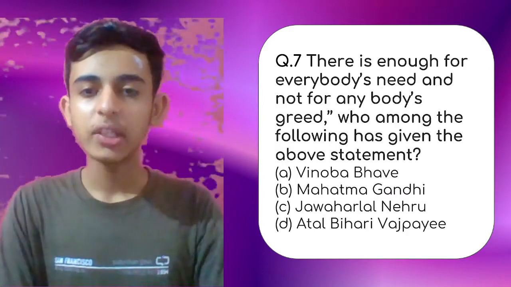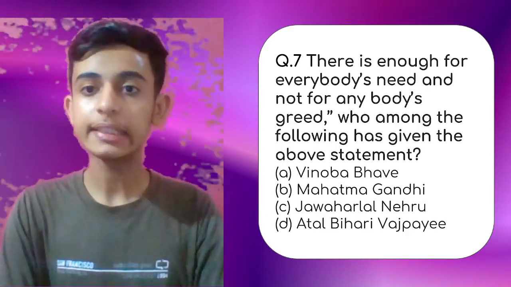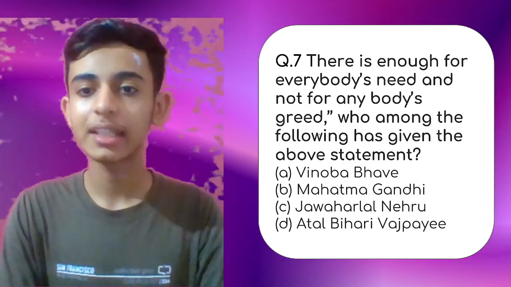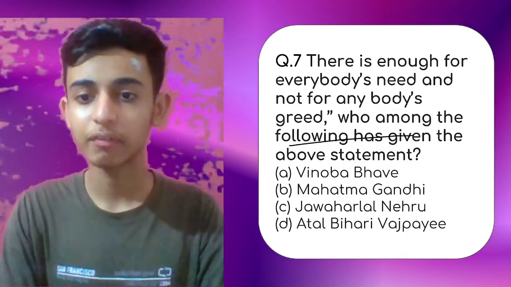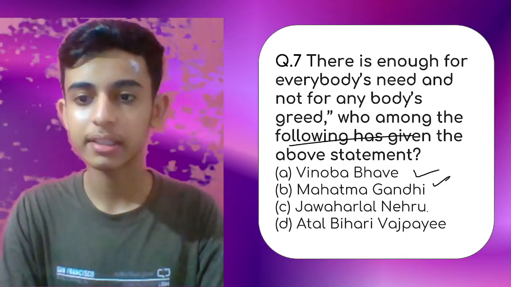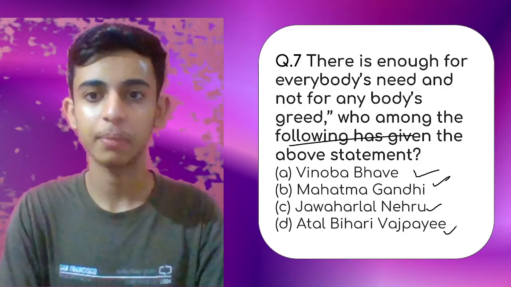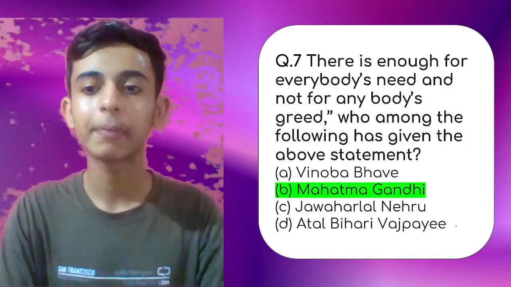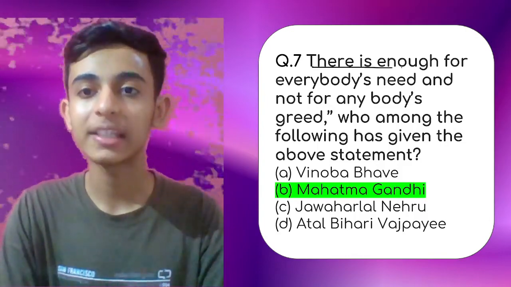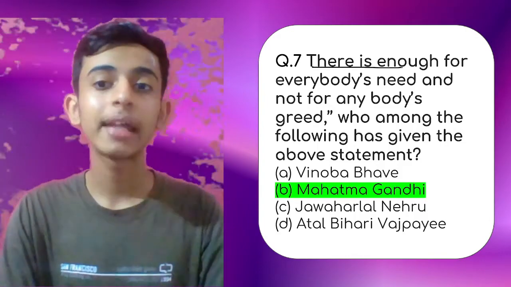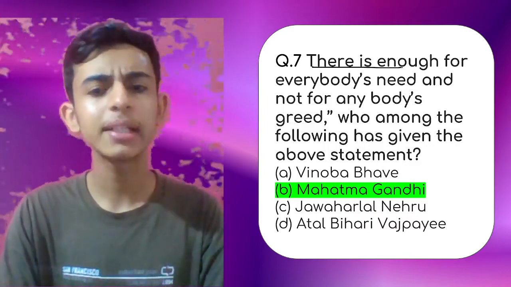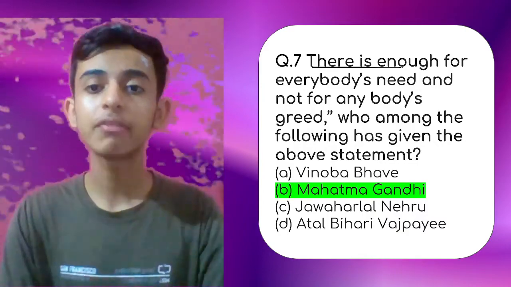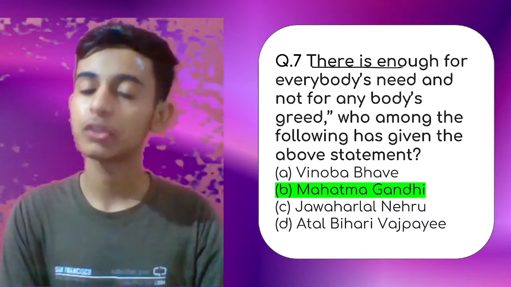Right? Question 7. There is enough for everybody's need and not for anybody's greed. Who among the following has given the above statement? Is it Vinoba Bhave? Is it Mahatma Gandhi? Is it Jawaharlal Nehru or Atal Bihari Vajpayee? Easy. Okay, your time's up. Definitely it is Mahatma Gandhi. Mahatma Gandhi said there are enough resources on planet Earth for everybody's need. Everybody's needs can be fulfilled by the resources available on the earth. But for greed, if you're going to use the resources, they wouldn't suffice.